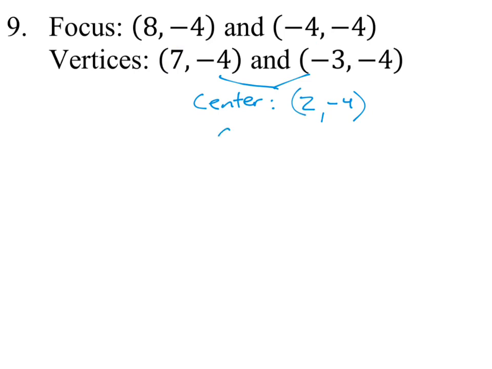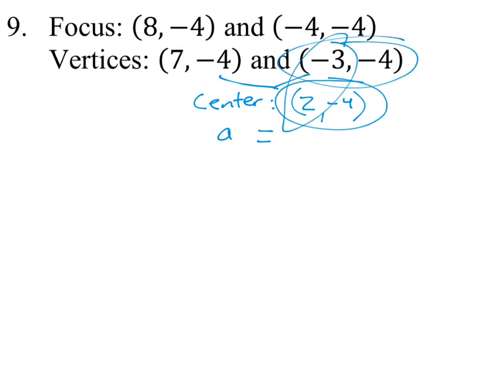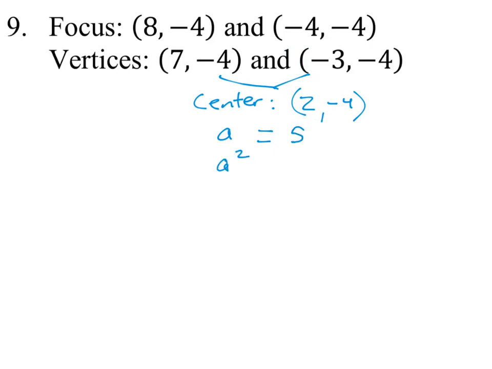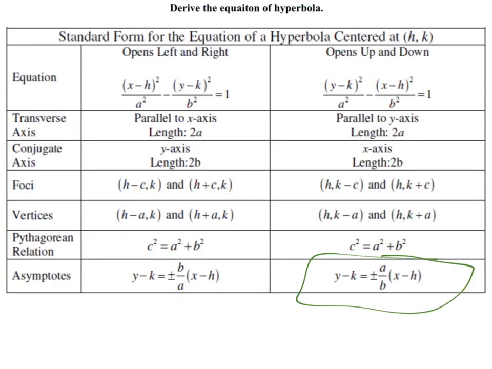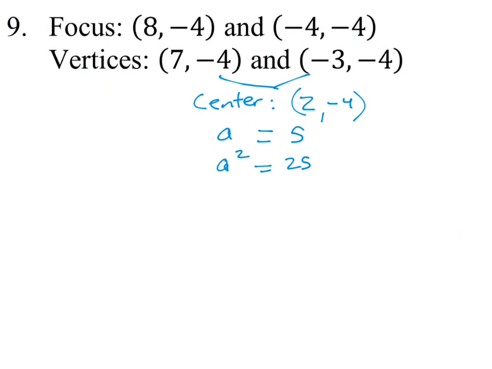And since we have that, we can also get our a value. The a value is the distance from your center to one of your vertices. Between 2 and -3 is 5. So there's a, which means a squared is 25. And we also need to get our b value. Well, unfortunately, this focus doesn't give us the b value, but it gives us c. And if you remember, our Pythagorean relation is c squared is a squared plus b squared. And so that means if we have c squared, we can get b squared using our a squared as well.